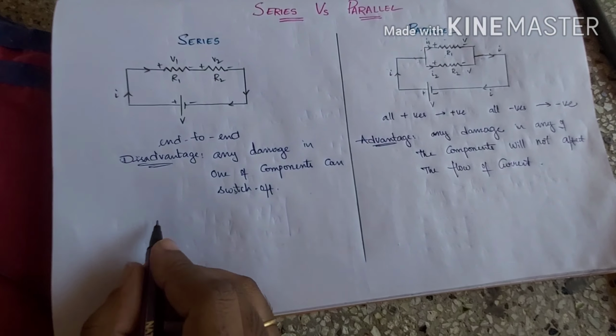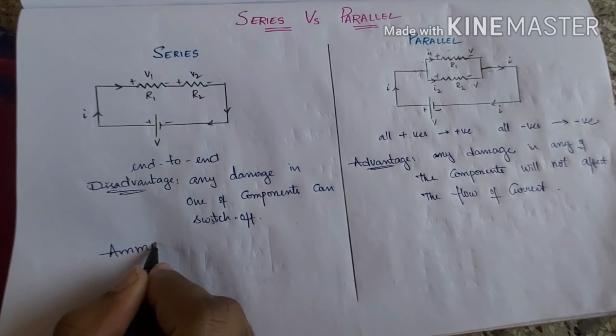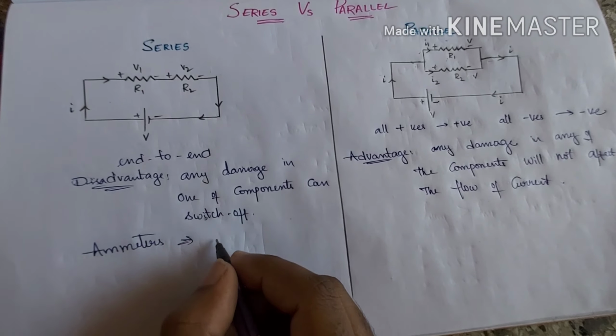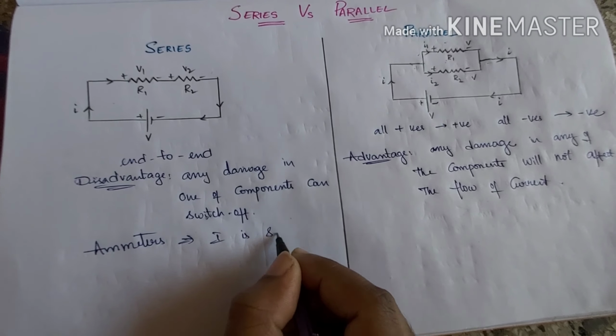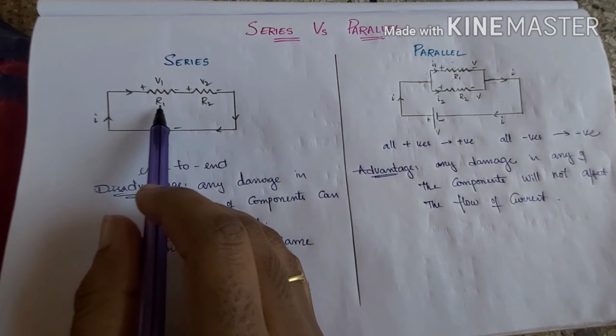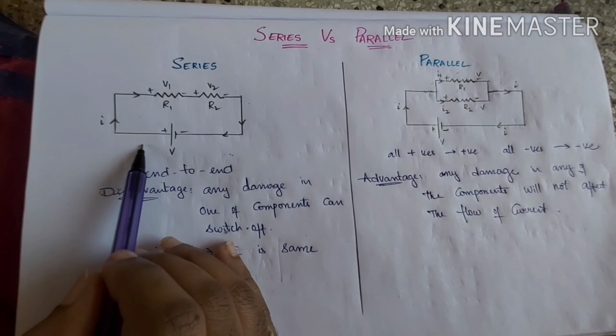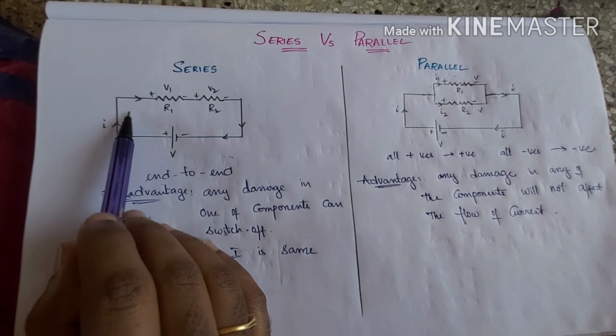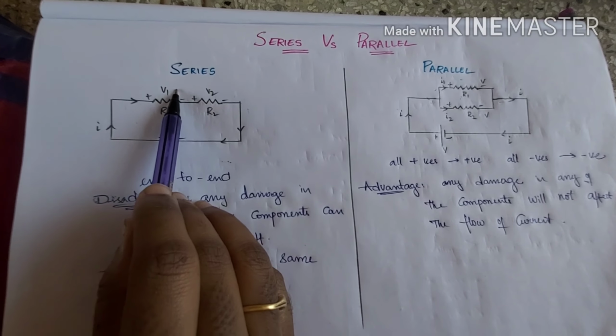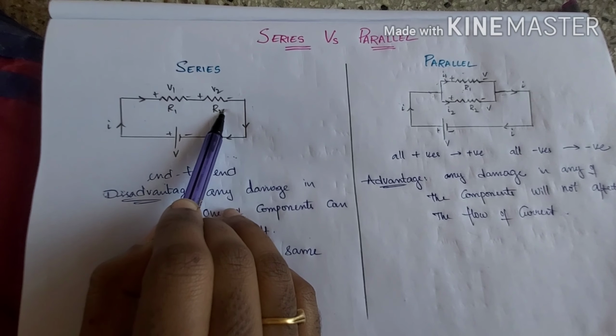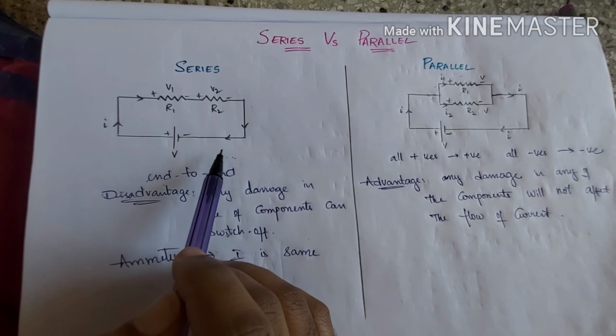One more thing, an ammeter is always connected in series, because current is always the same. Current remains the same all over the circuit. Let's take 5 ampere of current flowing; then R1 will also have a current of 5 ampere and R2 also will have a current of 5 ampere.